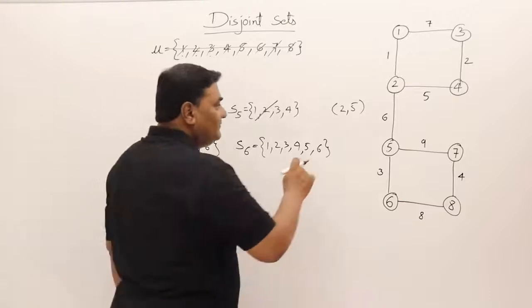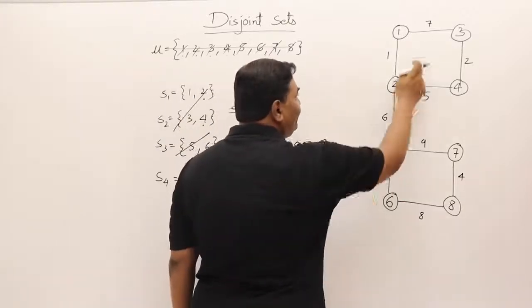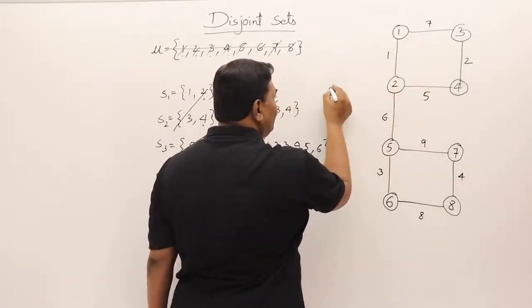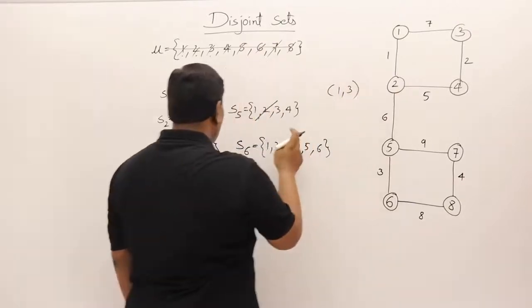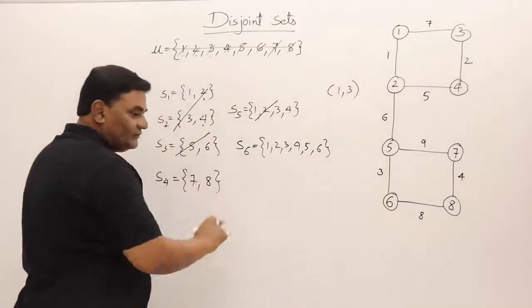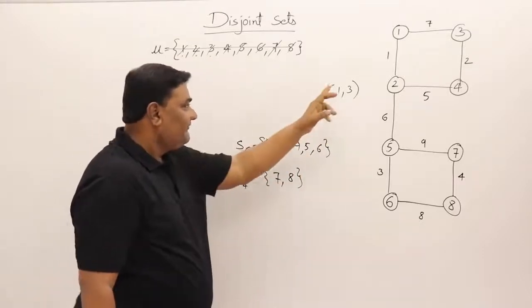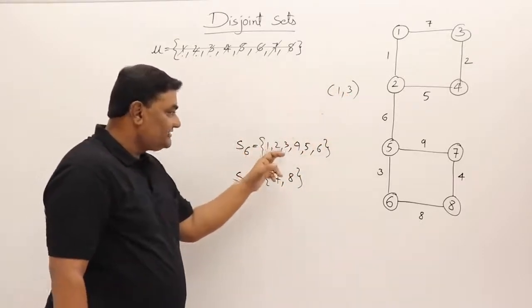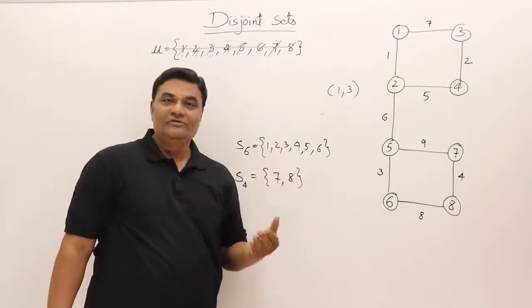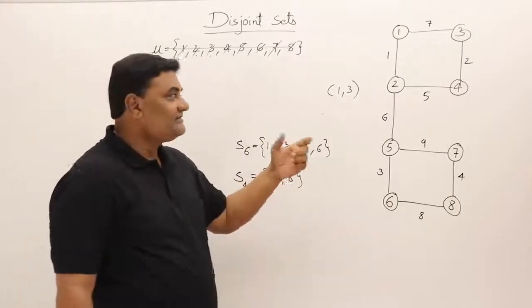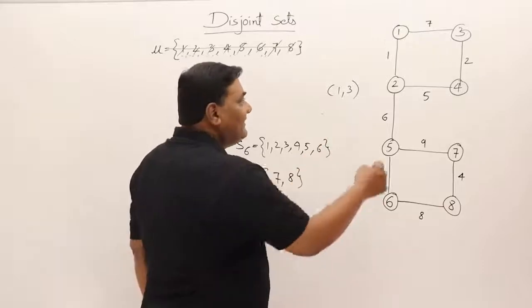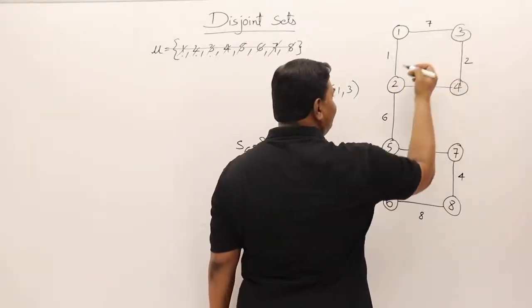After this edge, the 7th edge is 1, 3. I'll remove these sets and just write the 2 sets here. Find 1, it belongs to set 6. Find 3, it belongs to the same set. When they both belong to the same set, it means there is a cycle. You can see that by taking this edge, I'll be forming a cycle.